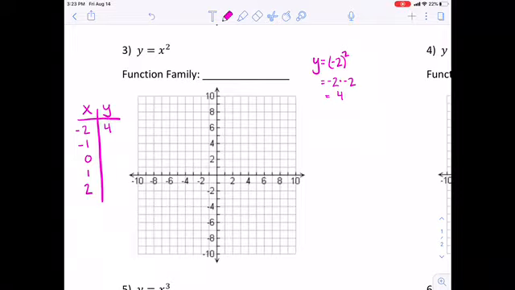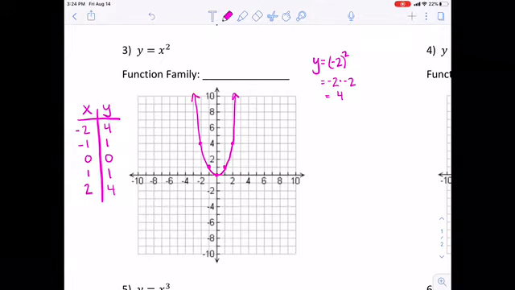If I put -1 into the equation, I have y equals -1 squared. Well, -1 times -1 is +1. If I plug in 0, 0 times 0 is 0, 1 times 1 is 1, and 2 times 2 is 4, and there's my table. So if I graph these points, I have the points -2, 4, -1, 1, 0, 0, 1, 1, and 2, 4. And if I connect these points, I get this shape right here.